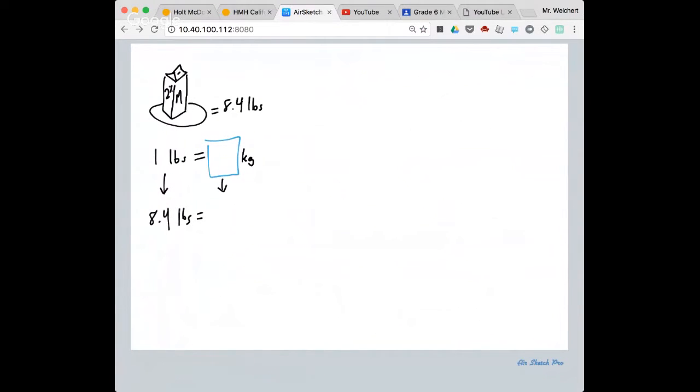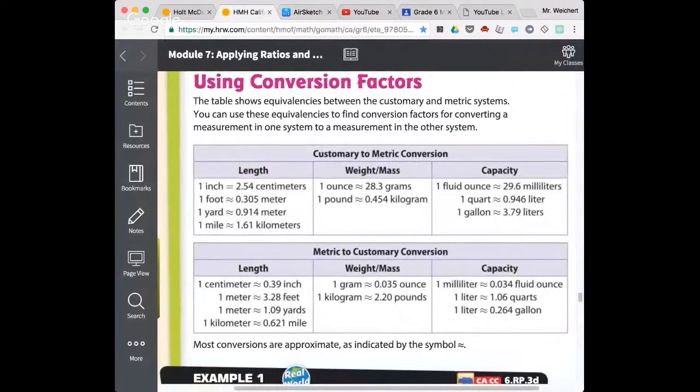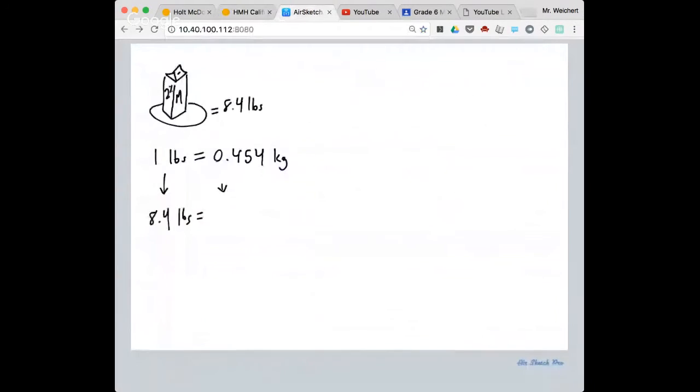Oh, I'm going to need more space. Okay. 0.454 kilograms. All right. So this is true. 1 pound is approximately 0.454 kilograms. Let's double check. 1 pound. Yep. Okay, good. Well, this is totally helpful because, again, we just need to know how to go from 1 to 8.4, and then we'll do the same thing over here. Well, how do we go from 1 to 8.4? You guys tell me.